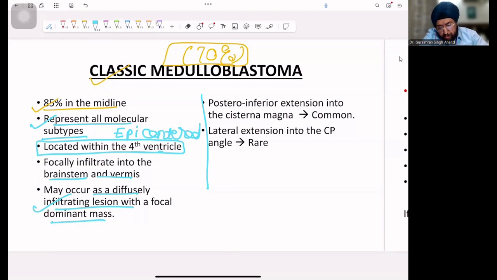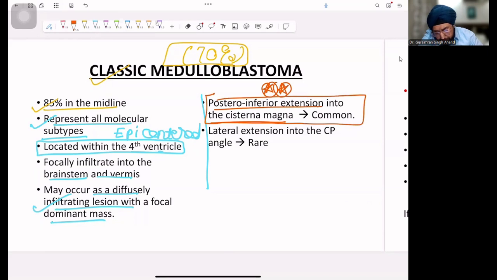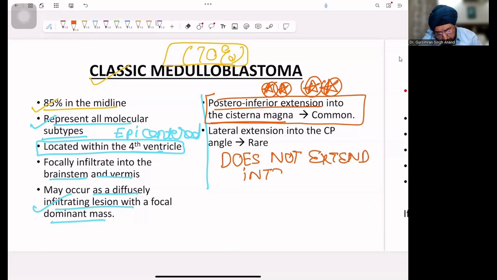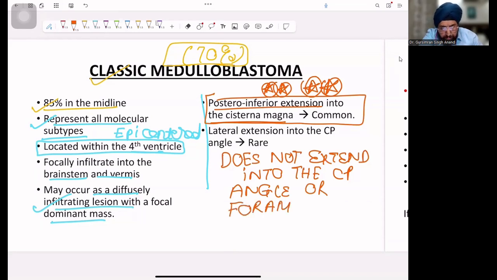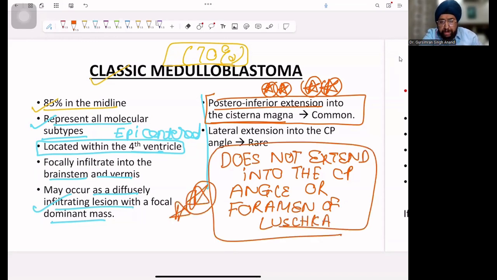Again, two very important points, which are your differentiating points from other differentials: the posterior inferior extension to the cisterna magna is common. However, it does not extend into the CP angle region or foramen of Luschka. Please remember this is one of the differentiating points from ependymoma.